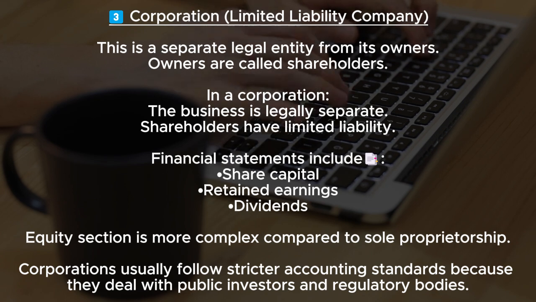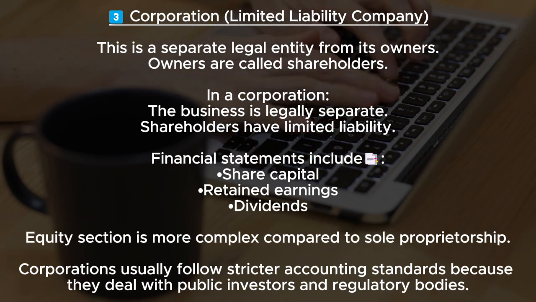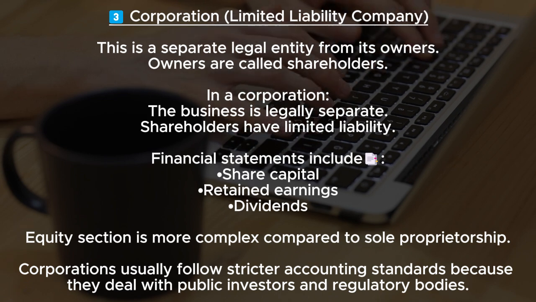3. Corporation, limited liability company. This is a separate legal entity from its owners. Owners are called shareholders. In a corporation, the business is legally separate. Shareholders have limited liability. Financial statements include share capital, retained earnings, dividends. Equity section is more complex compared to sole proprietorship. Corporations usually follow stricter accounting standards because they deal with public investors and regulatory bodies.